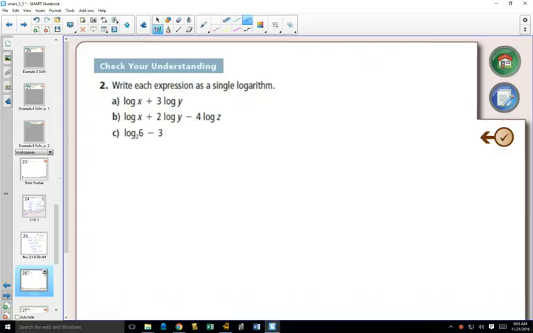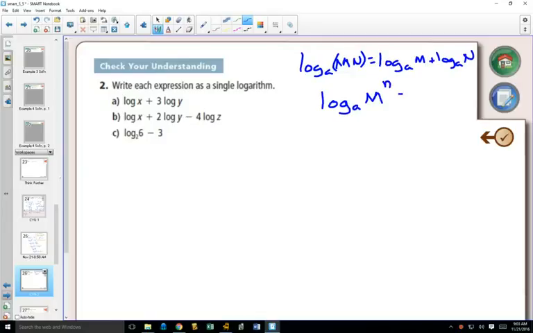So in deciding which of these two should I use first? The one that says it's adding, or when there's a number in front, that I can move it in as an exponent.